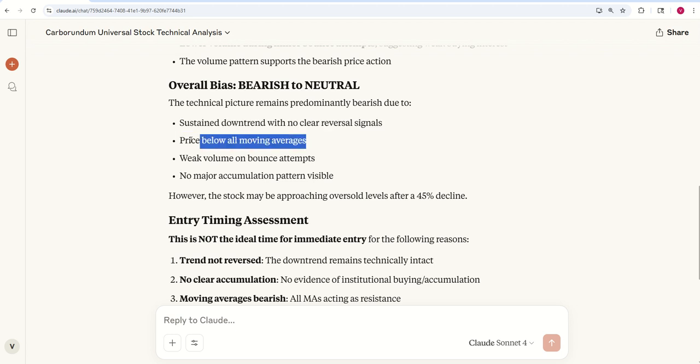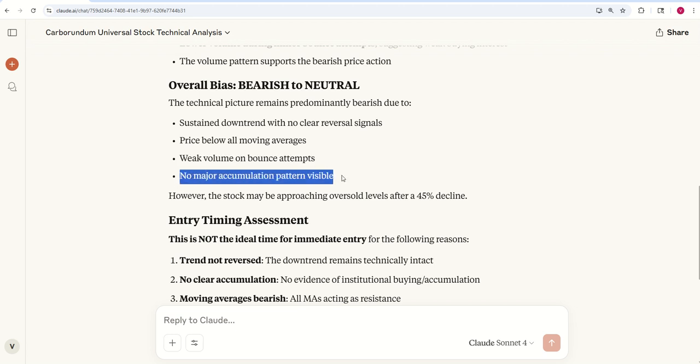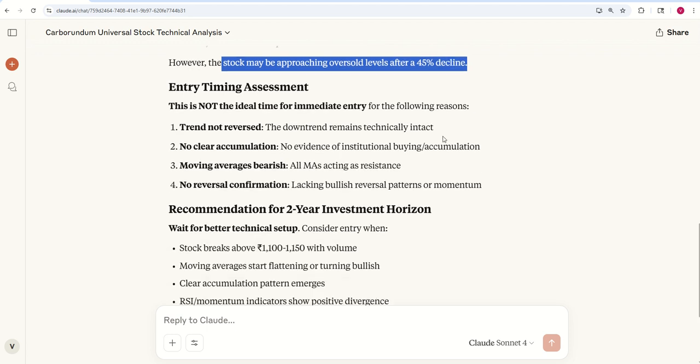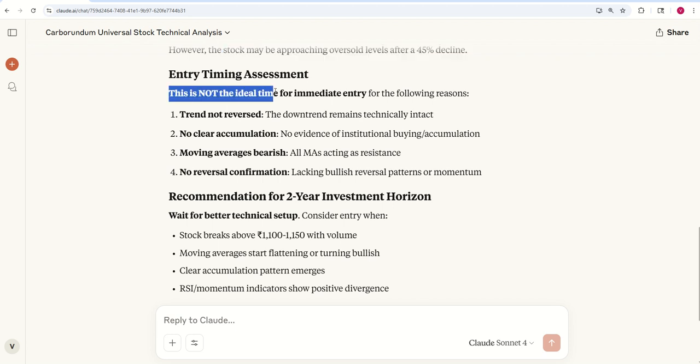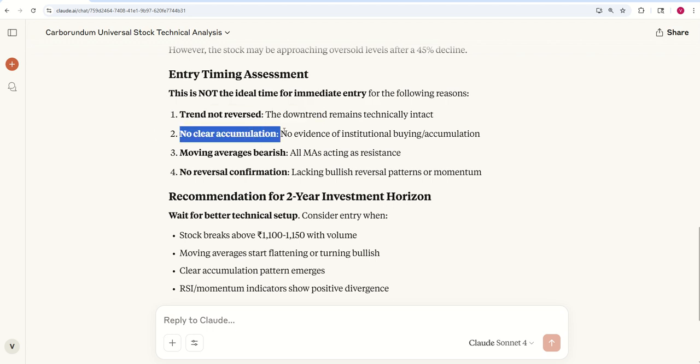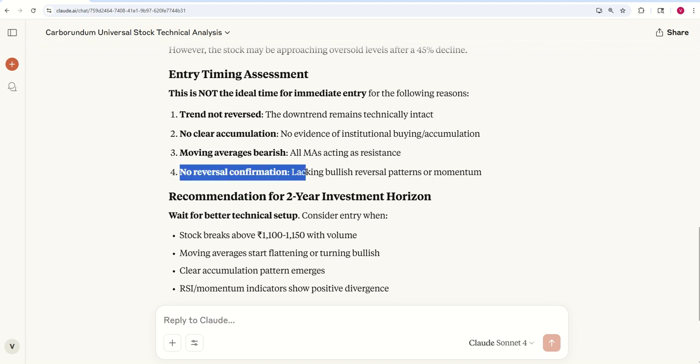Price is below all moving averages. Great. Weak volume on bounce attempts. No major accumulation pattern visible. Nobody is interested to buy the stock. However, the stock may be reaching oversold levels after a 45% decline, which means it has been hammered a lot already. Entry timing assessment: this is not the ideal time for immediate entry for the following reasons. The trend is not reversed. No clear accumulation. Nobody is buying in large volumes. Moving averages are bearish and there is no reversal confirmation.